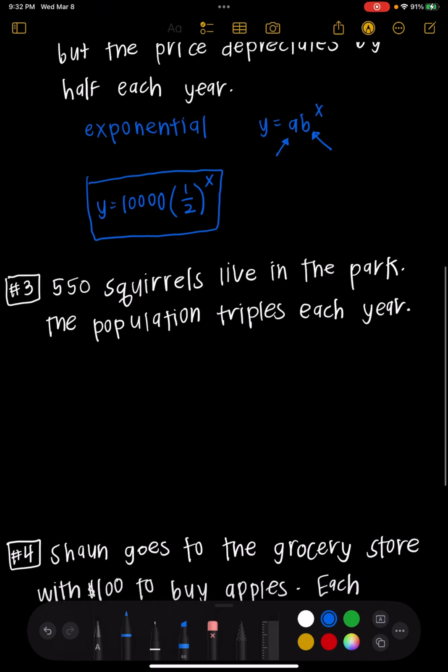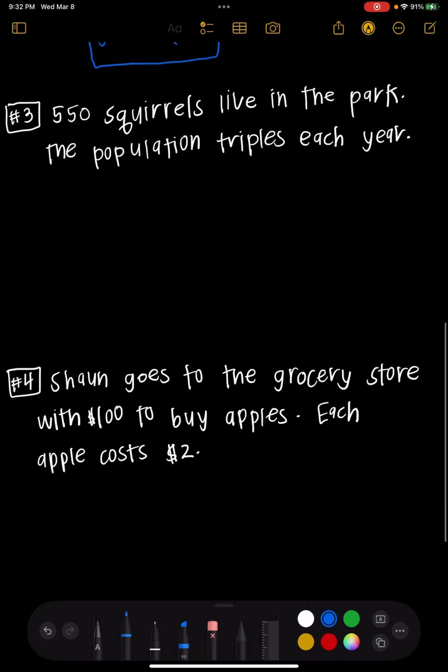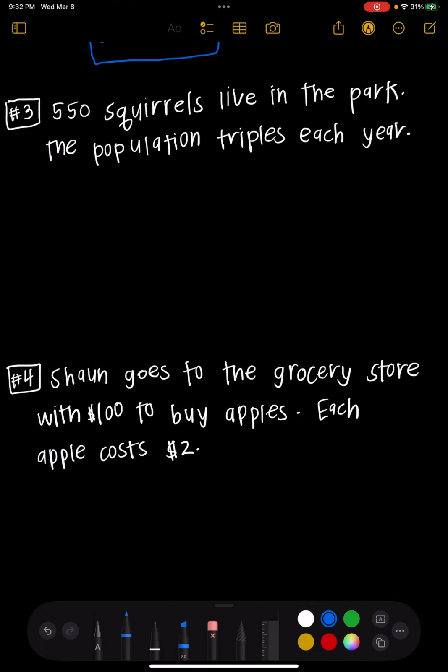All right. So those are 2 different examples, one's linear, one's exponential. But let's go through a couple more. The next one says 550 squirrels live in the park. The population triples each year. So this word triples is a really good example for when it's exponential. And because triples means that it's multiplying by 3 each time, I'm going to just put a times 3 right there to remind us.